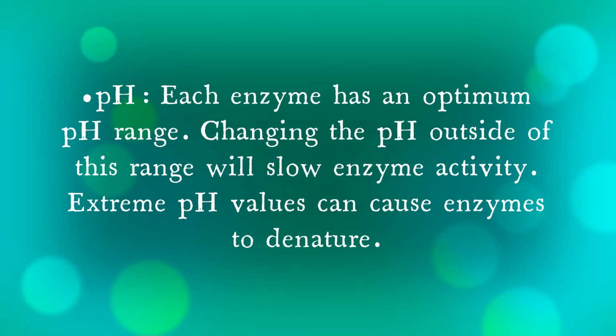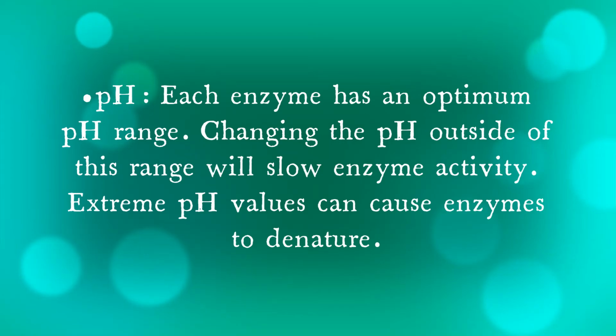The second factor affecting enzyme activity is pH. Each enzyme has an optimum pH range. Changing the pH outside of this range will slow enzyme activity. Extreme pH values can cause enzymes to denature or stop working.